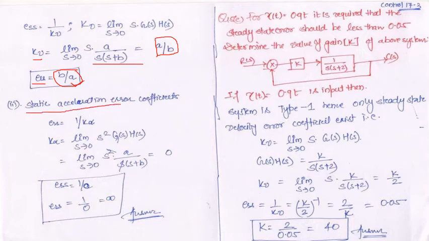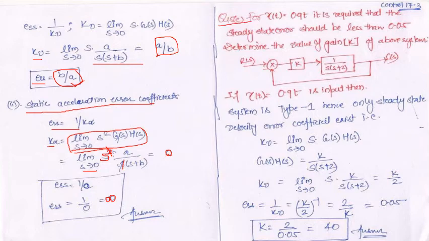Now the static acceleration error coefficient is given by ESS equals 1 upon Ka, where Ka equals limit s tends to 0 of s square into G(s)H(s). If you do so, you will find that since s square is multiplied, 1 upon s will remain in the numerator. As s tends towards 0, everything moves to 0. The inverse of that is infinity. So you will get infinite error when you are using 1 upon s cube as the input to the type 1 system. Hence, this is not recommended.